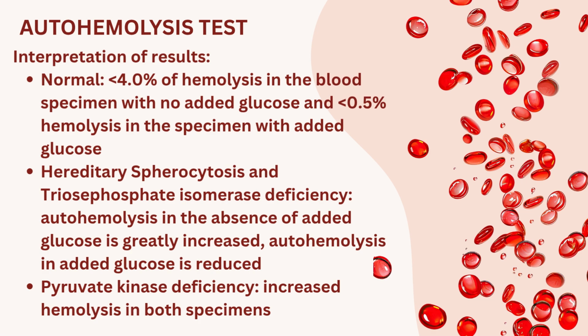So for the interpretation of results, it's reported as normal if there is less than 4% hemolysis in the blood specimen with no added glucose, and less than 0.5% hemolysis in the specimen with added glucose. In hereditary spherocytosis and triose phosphate isomerase deficiency, autohemolysis in the absence of added glucose is greatly increased. Autohemolysis with added glucose is reduced.